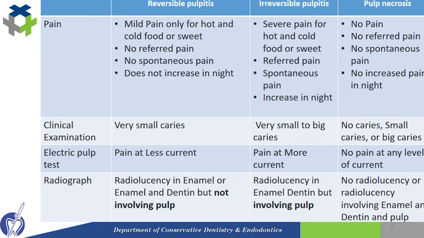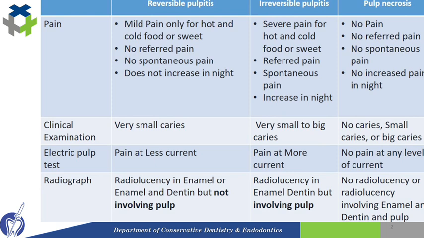increased pain at night. And on clinical examination for reversible pulpitis, it would be very small or minimal caries. In case of irreversible pulpitis, on clinical examination, we could see very small to big caries. And in case of pulpal necrosis, on clinical examination, we could see no caries or small caries or very big caries.